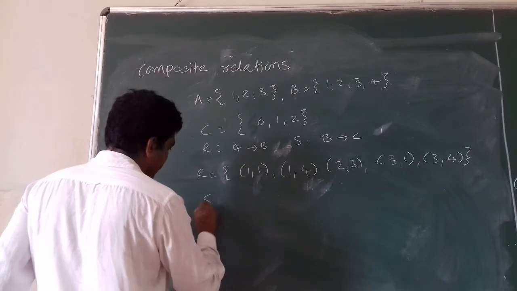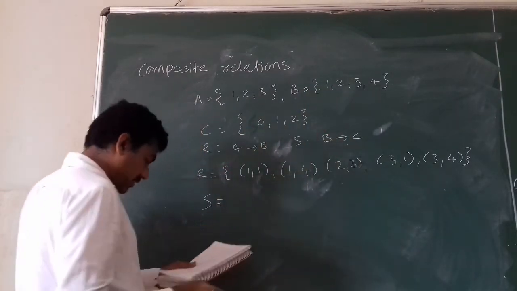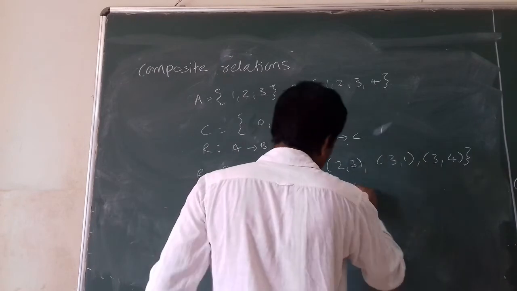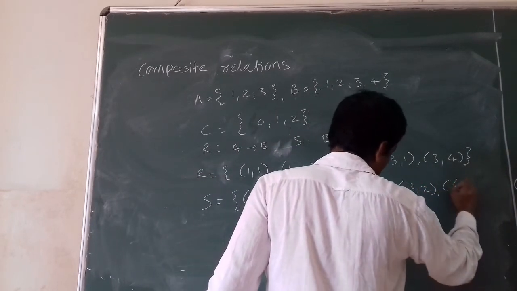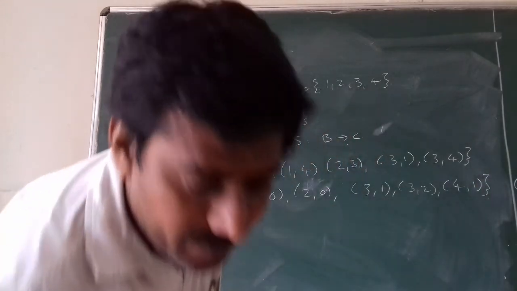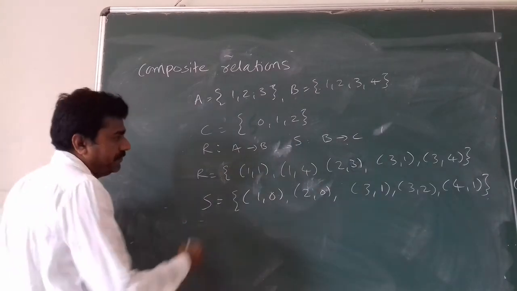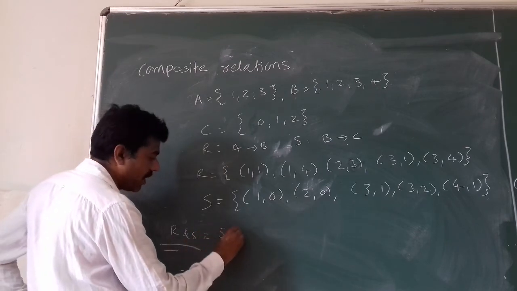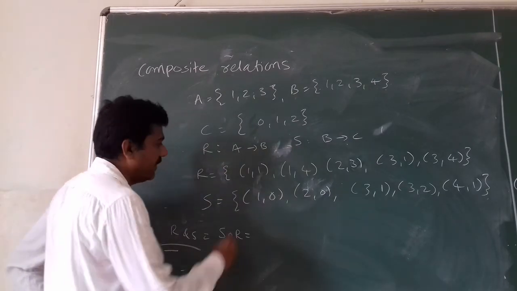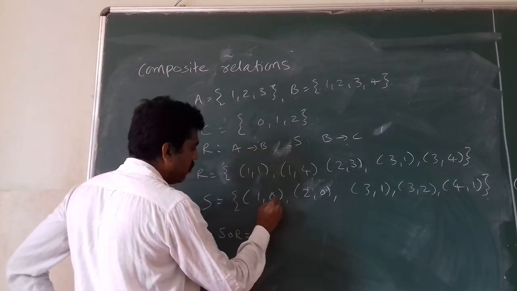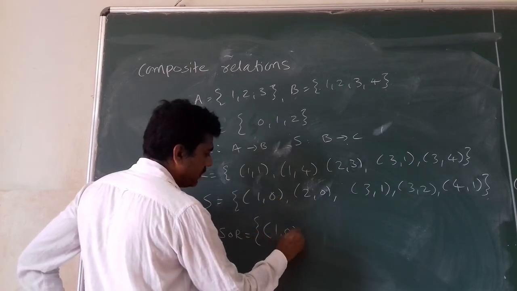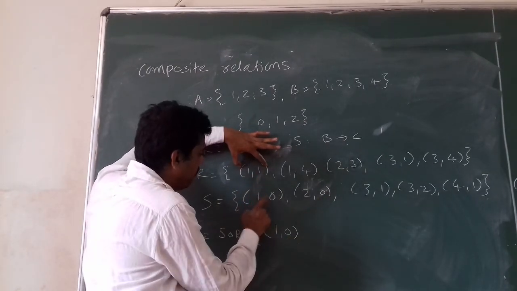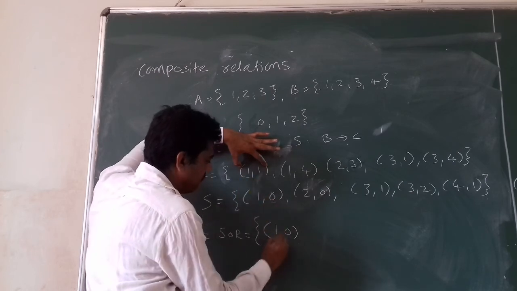And relation S, from B to C, contains the elements (1,0), (2,0), (3,1), (3,2) and (4,1). These are the elements of R and S. Now, the composition of relations R and S is given by S o R. Take the first element (1,1) and compare it with all elements of the S relation. (1,1) and (1,0) give (1,0).